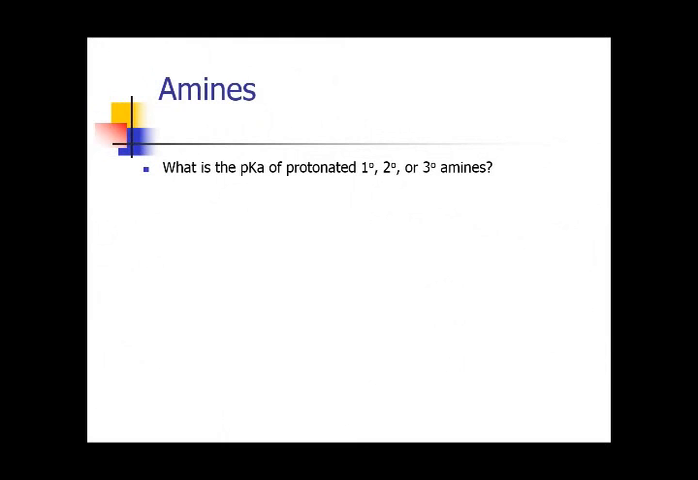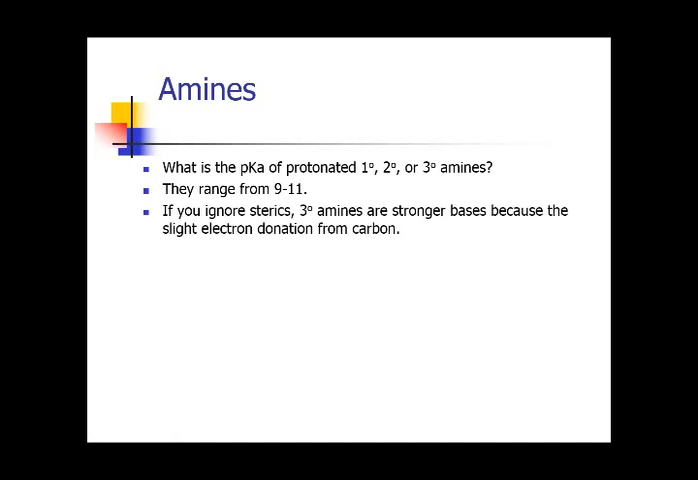So, what are pK values of protonated? There's the key word, the word protonated. Primary, secondary, tertiary amines. The range is typically 9 to 12. If you ignore sterics, the tertiary amines are stronger because there's more electron donation going to the carbon. And earlier on I mentioned, the more electron donating it is, the more electrons there are to accept a proton. But because of sterics, the trend falls apart a little bit.